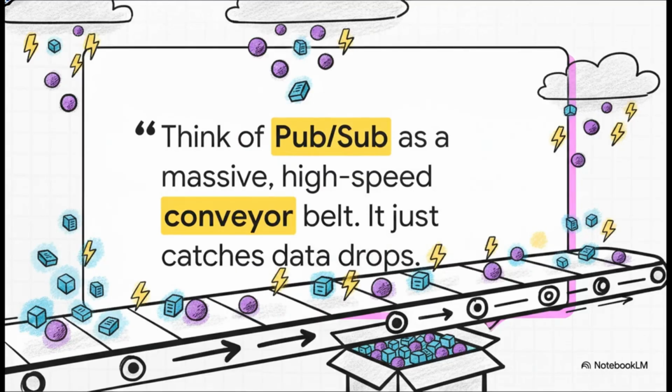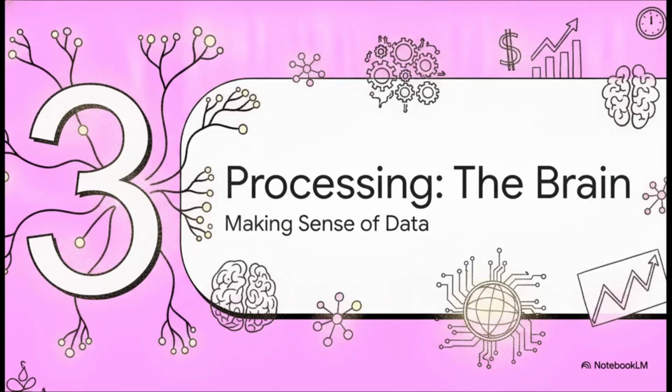Think of PubSub or Kafka as a massive, high-speed conveyor belt. It doesn't process the data or run the math. It just catches those millions of sudden data drops and queues them up safely so nothing gets lost. It acts as an infinitely scaling buffer. So no matter how many desperate people open the app during that storm, not a single ping gets lost in the void. Moving on to Section 3, processing, which acts as the brain.